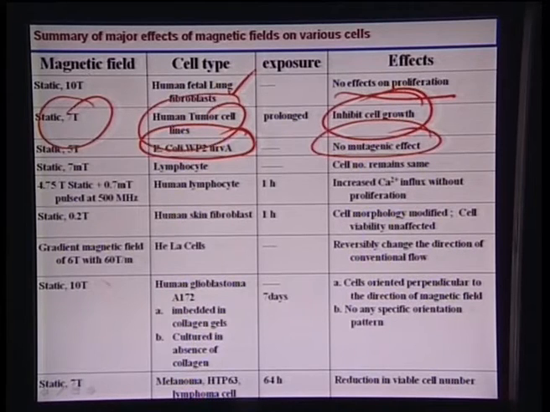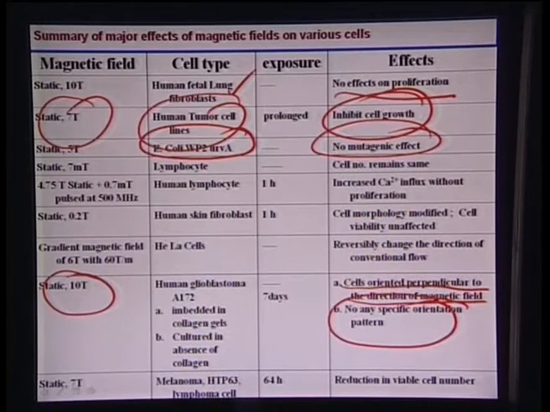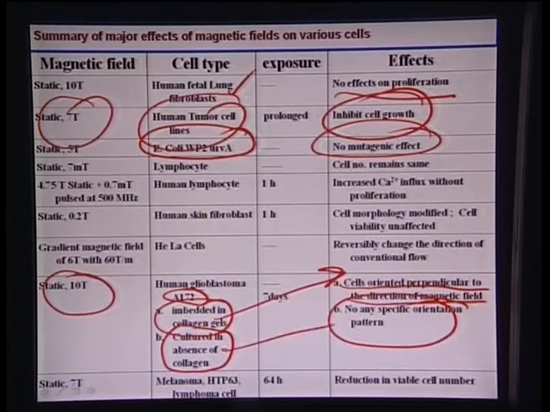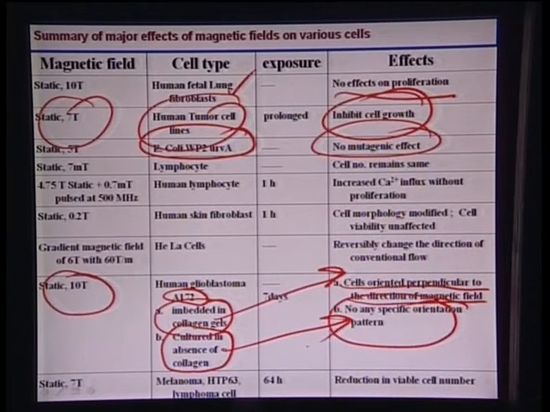For example, when we apply a static field of 10 Tesla, cells are oriented perpendicular to the direction of the magnetic field. However, no such specific orientation pattern is found when they are cultured in the absence of collagen. So, what it says is that human A172 cell lines, when embedded in collagen gels, are oriented, but when embedded without any collagen, there is no specific orientation. So, it is not clear whether the magnetic field has the potential to orient the cells in a particular direction by itself. It also depends on the microenvironment just outside the cell. So, if you spread collagen on the material surface, there is a potential that the cells can have some orientation.